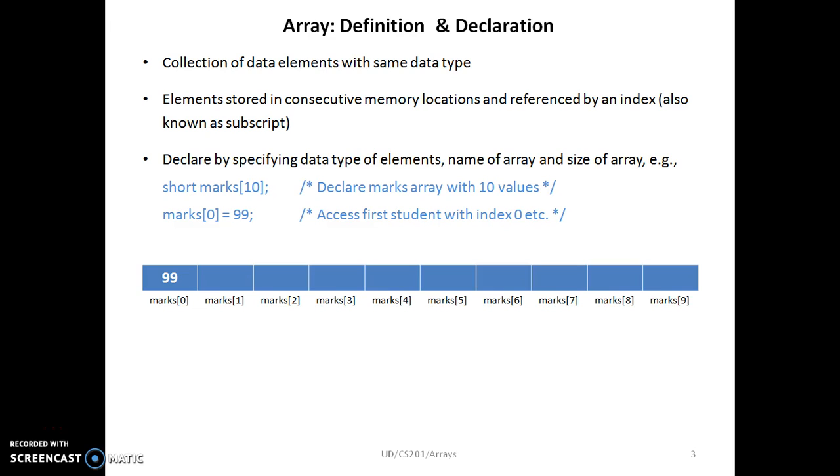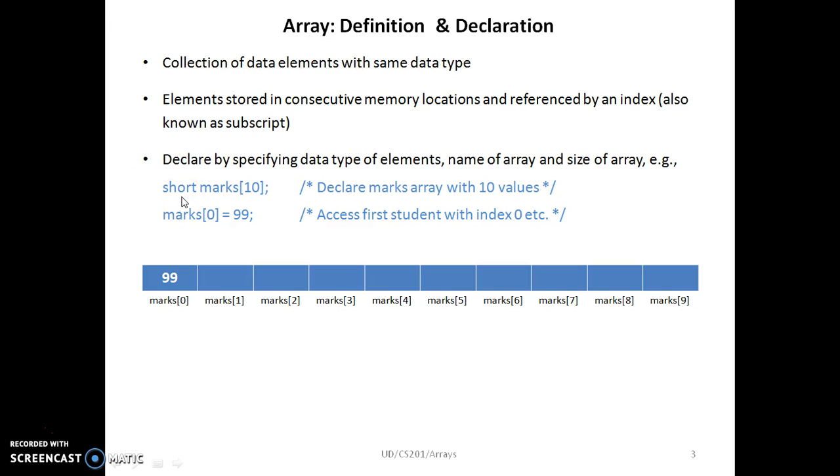For an array, the elements will be stored in consecutive memory locations and referenced by an index. It is also known as subscript. So if the value of the index or subscript is 0, then it is essentially meaning the first element. If the value of index is 1, then it is basically meaning the second element, and so on.